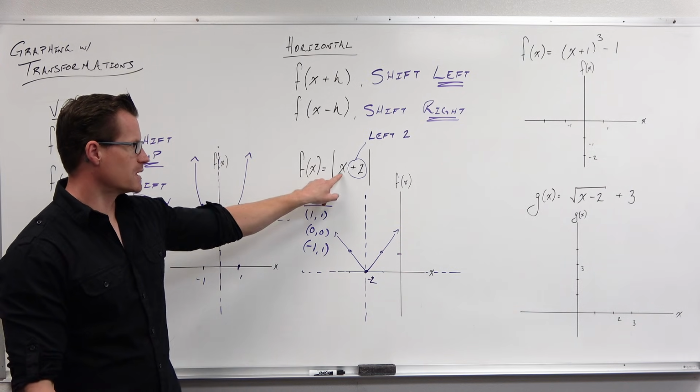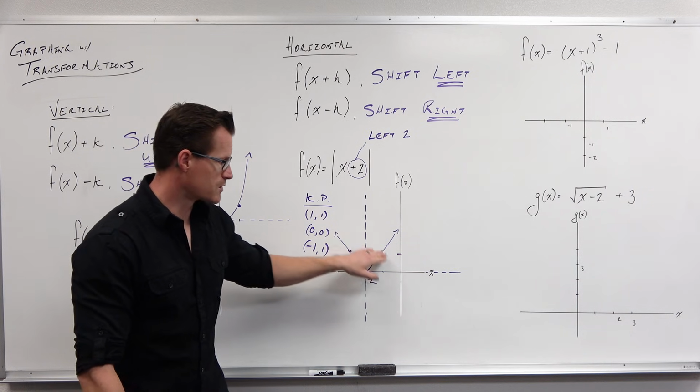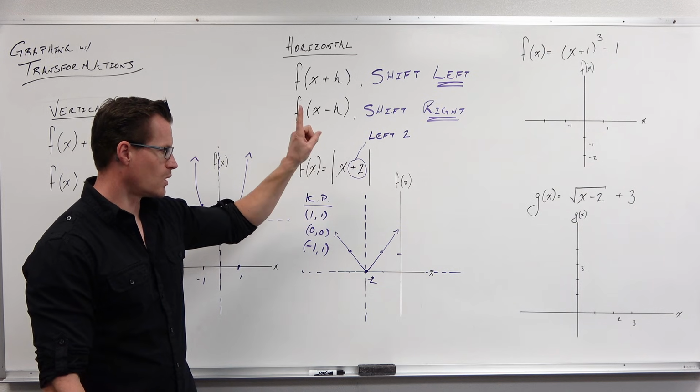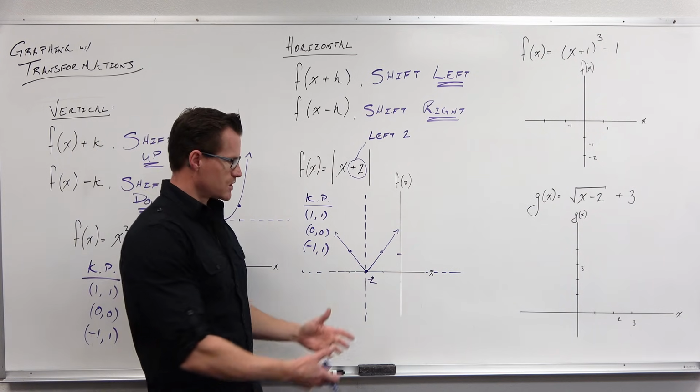Plug in -2. -2 plus 2 is 0. Absolute value of 0 is 0. The original absolute value would be here. That's moved us to the left. Plug in -1. -1 plus 2 is 1. Absolute value of 1 would be 1. That's the correct graph. It's just moved to the left.